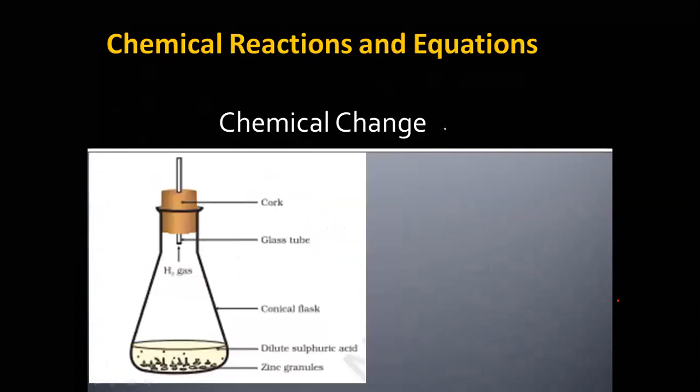Right, another activity. Chemical change, once again it's written. Here you have this triangular pot. What is it? This is a conical flask, basically. Inside that you have dilute sulfuric acid filled in the form of liquid, and you have added zinc granules. You can clearly see granules are present here.